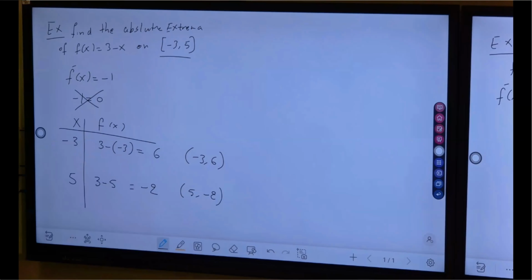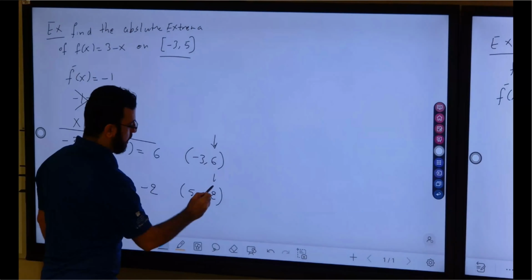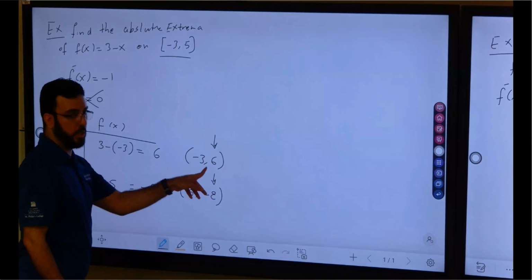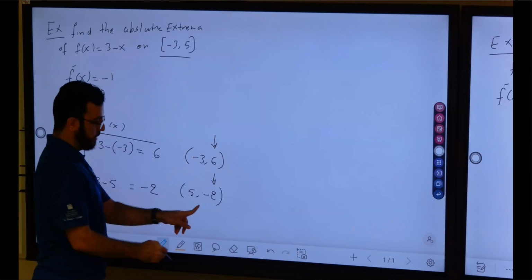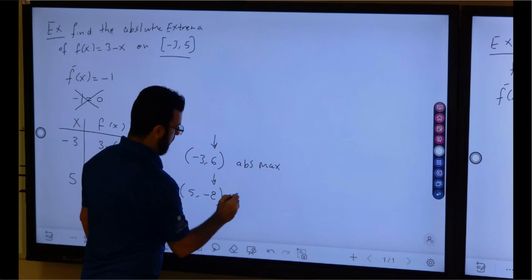So now you can tell. Always look at the y. This is the absolute max on this one, and this one is the absolute minimum.